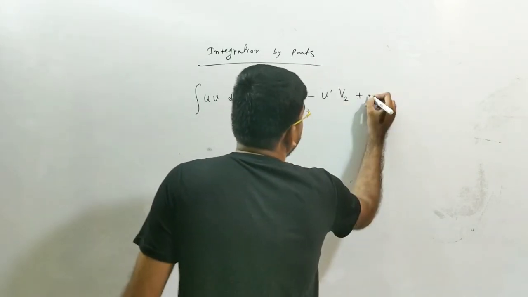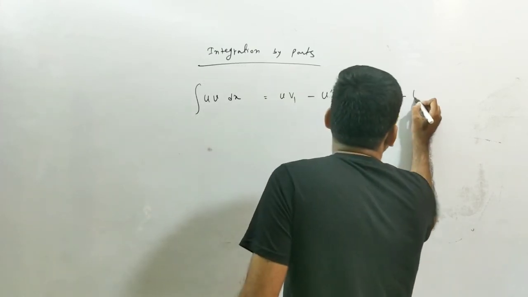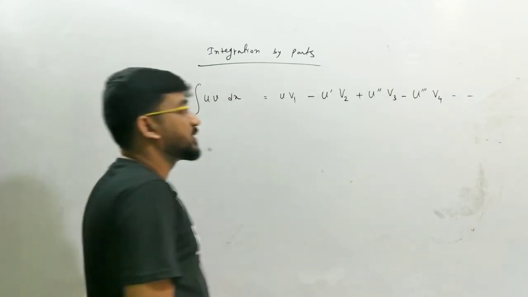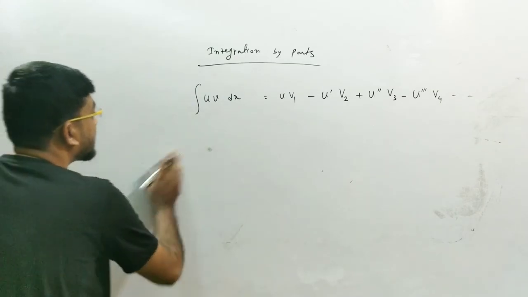Next you will get u double dash and v3, and then again u triple dash and v4, and so on. You will get this kind of thing. So this is the successive integration formula. Let me take one example so that you will get it easily.